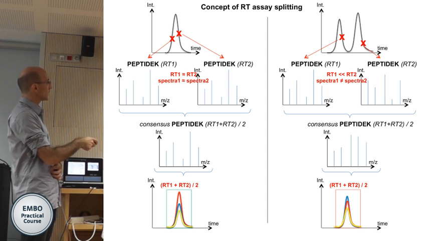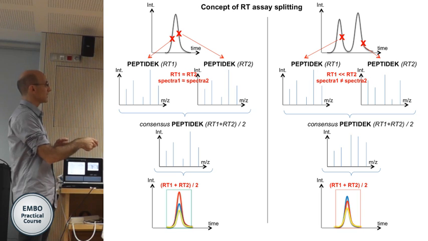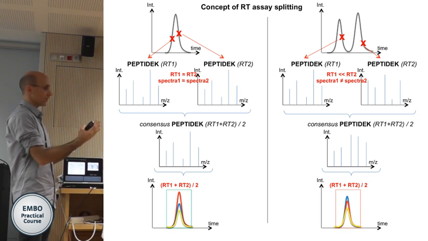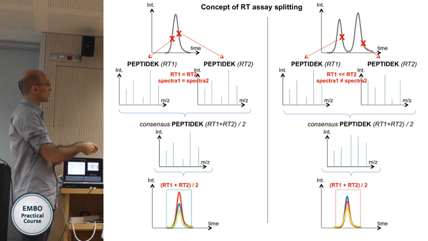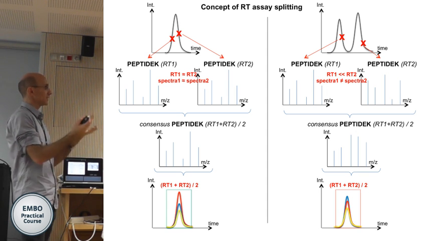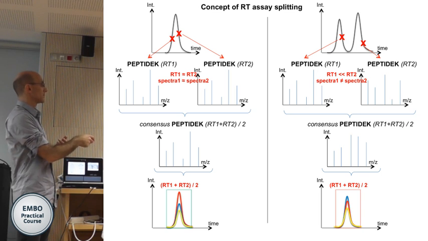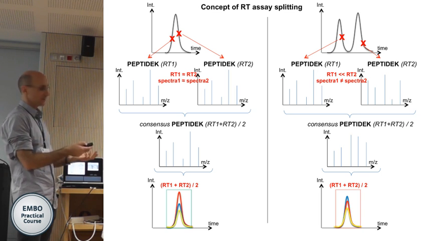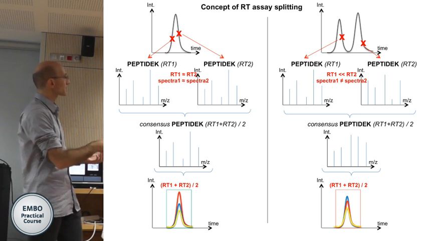So when you build your consensus here, you average your retention time and you average your fragmentation spectra. You get from this one assay with average retention time and average relative intensity of your fragments. But you're good because it's the same species, so you extract one assay in your targeted proteomics experiment.